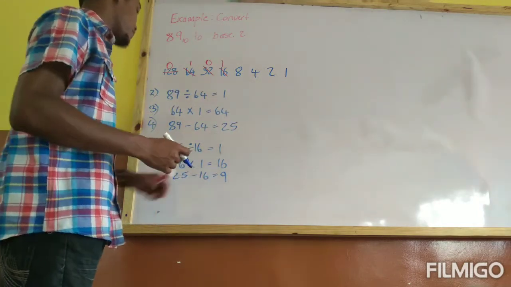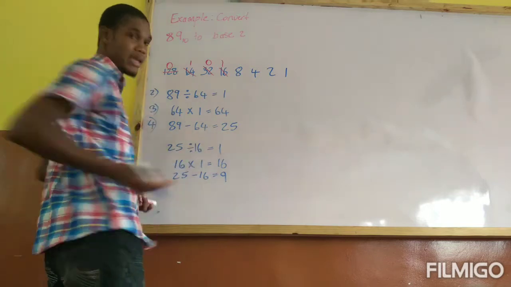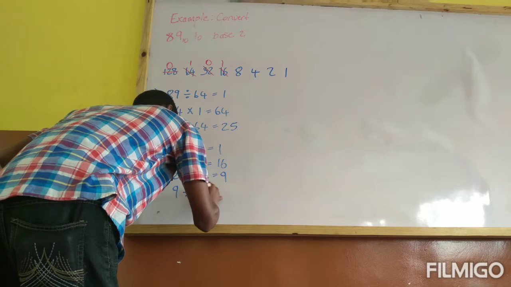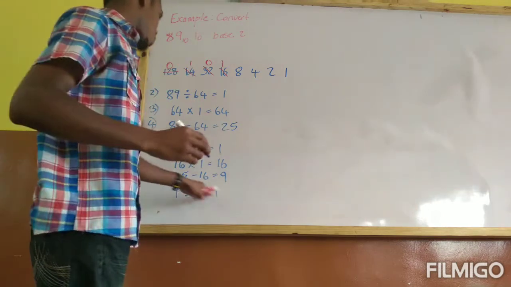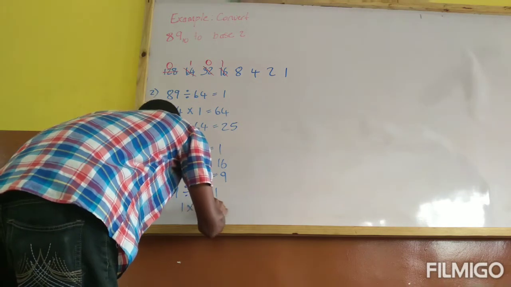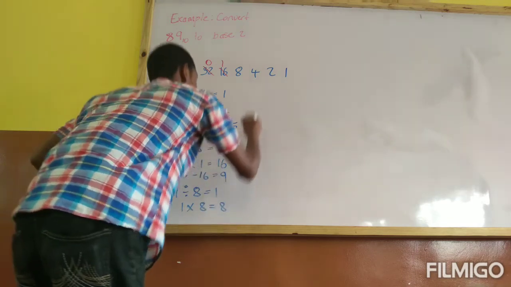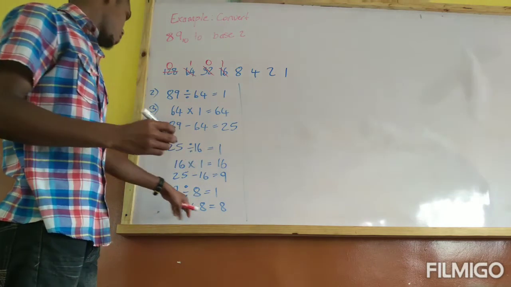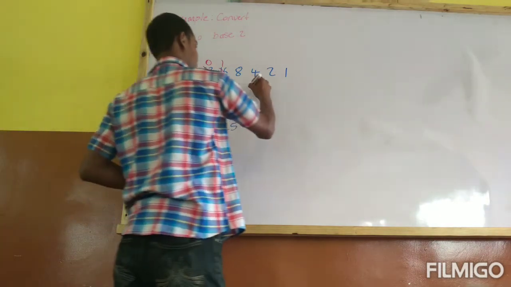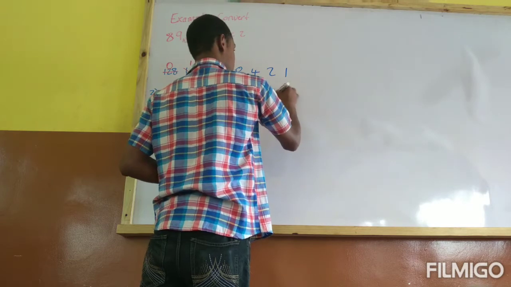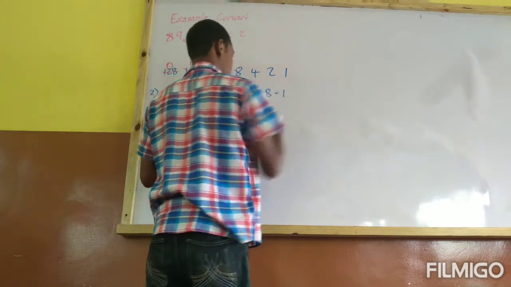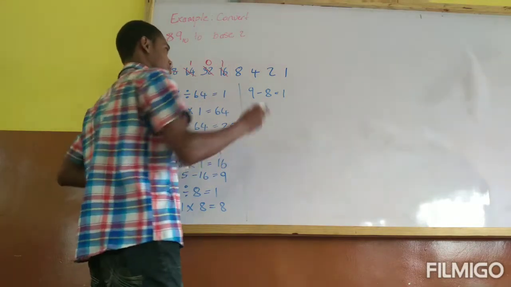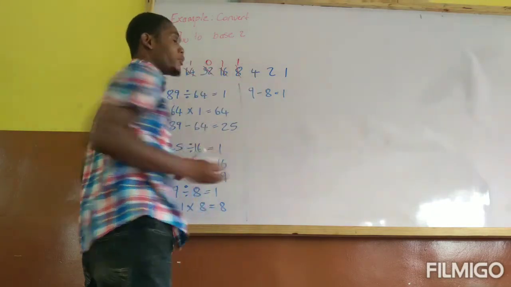So we are at 9. So can 9 be divided by 8? Yes. So that's 9 divided by 8, and that gives you 1. 1 times 8 is 8. So I'm going to just draw a line here. So now, 9 subtract 8 is equal to 1. And I'm sure one of you must have been saying, I should put the 1 above the 8 since it's divided by it. So you put the 1 above.